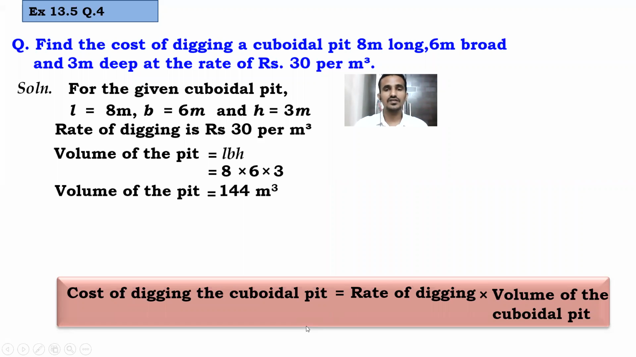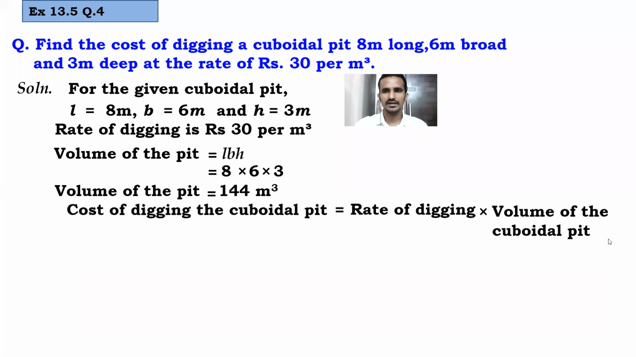The rate is going to be 30 per meter cube, so we have to multiply this by 30. So cost will be, write down this sentence: cost of digging the cuboidal pit is equal to rate multiplied by volume of the cuboidal pit. So it will be 30 multiplied by 144. So the cost is 4,320.